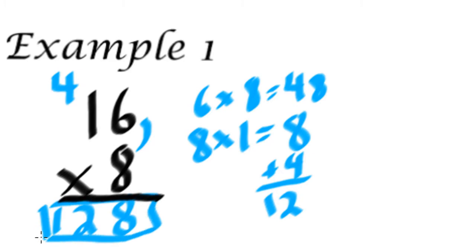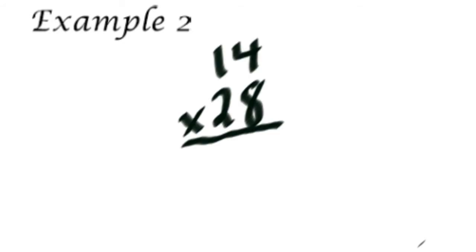Taking a look at another example, I want to start thinking about maybe getting a paycheck, getting a certain amount of money per hour and working those hours and trying to find out how much money you're going to get. So example 2 has us thinking that we earn $14 an hour and we work for 28 hours. So how do we do this problem?